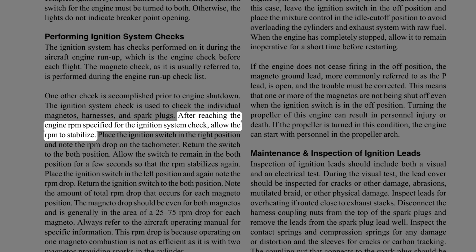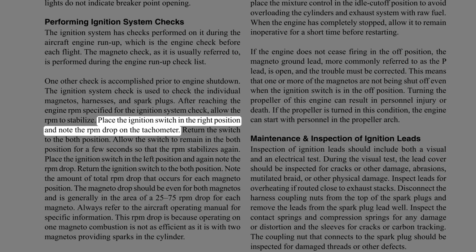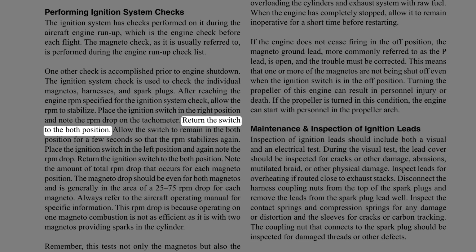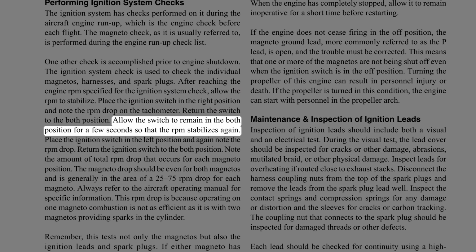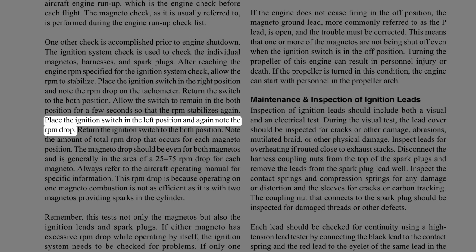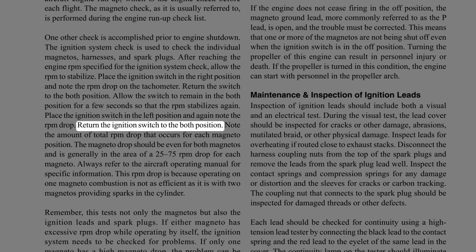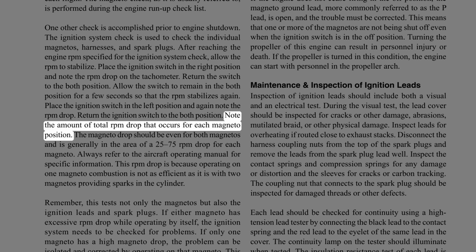After reaching the engine RPM specified for the ignition system check, allow the RPM to stabilize. Place the ignition switch in the right position and note the RPM drop on the tachometer. Return the switch to the both position. Allow the switch to remain in the both position for a few seconds so that the RPM stabilizes again. Place the ignition switch in the left position and again note the RPM drop. Return the ignition switch to the both position. Note the amount of total RPM drop that occurs for each magneto position.